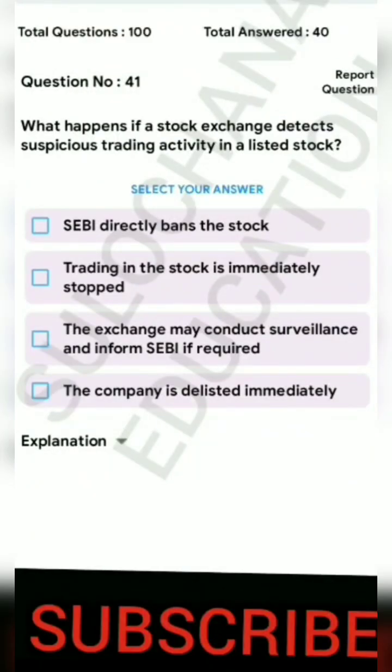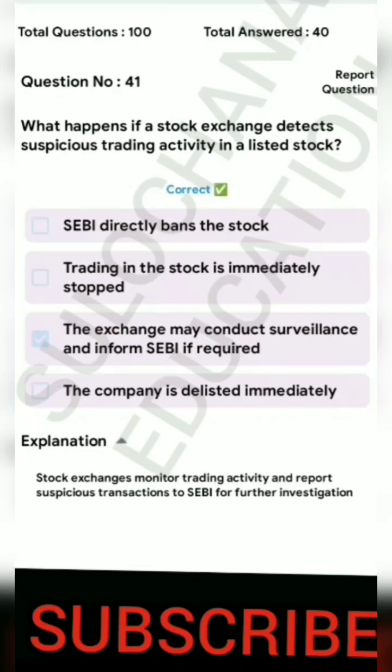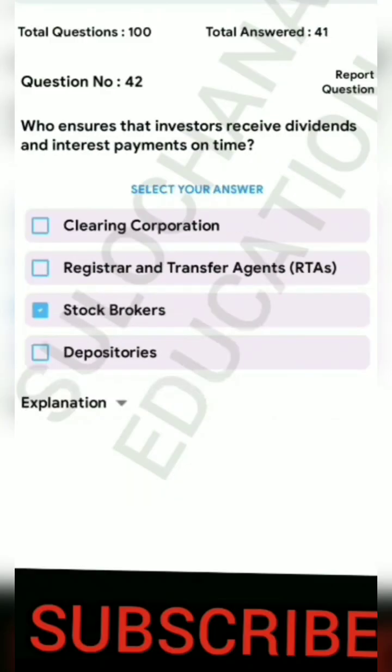What happens if a stock exchange detects suspicious trading activity in a listed stock? Options are A. SEBI directly bans the stock. B. Trading in the stock is immediately stopped. C. The exchange may conduct surveillance and inform SEBI if required. D. The company is delisted immediately. And the correct answer is option C. The exchange may conduct surveillance and inform SEBI if required.